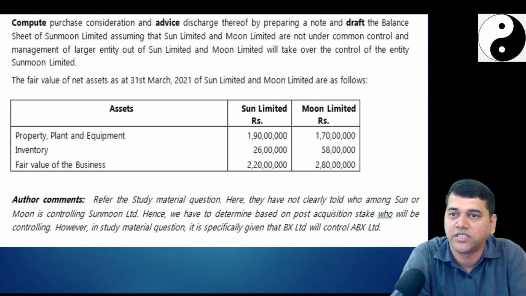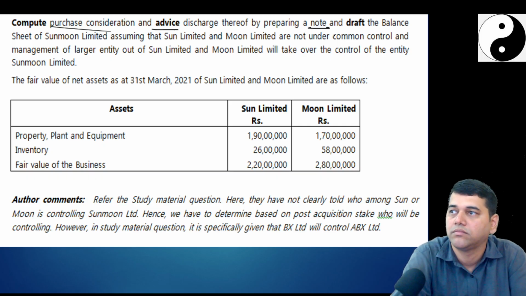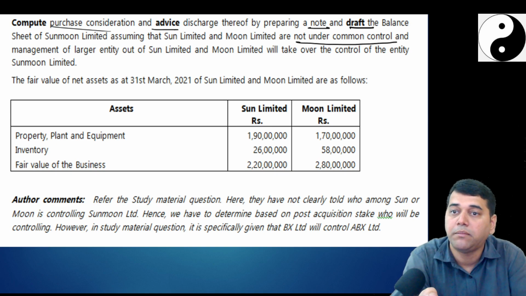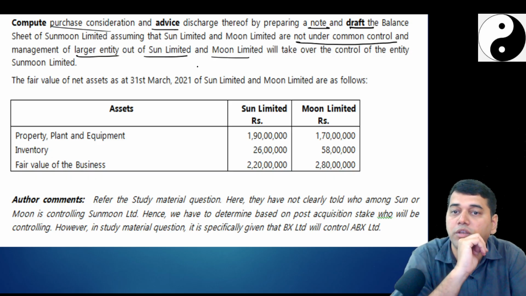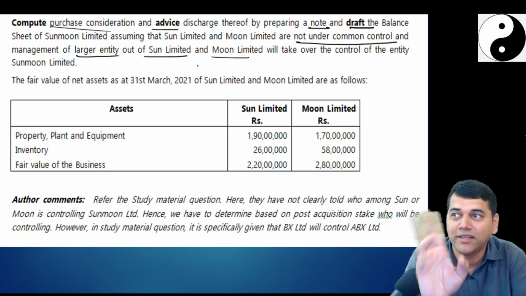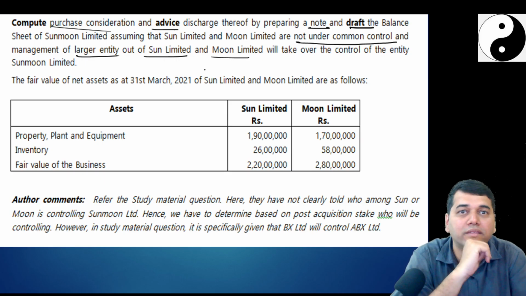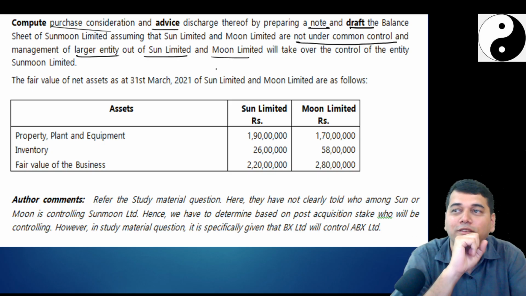Compute the purchase consideration and advise the discharge thereof, preparing a note. So you have to calculate how much is the purchase consideration, do the note, and draft the balance sheet of Sun Moon, assuming that Sun and Moon are not under common control and management, and the larger entity out of Sun and Moon will take over the control of Sun Moon Limited. Now who is the larger entity here? In the study material, they told you BX will take over. Here they say, look, whoever is larger will take over. They didn't tell you exactly. Who is large? Sun is large or Moon is large?